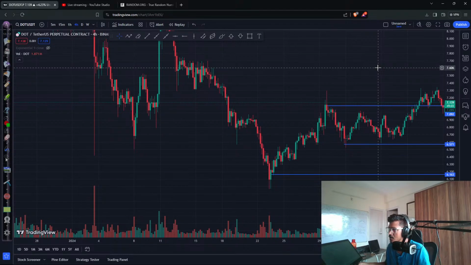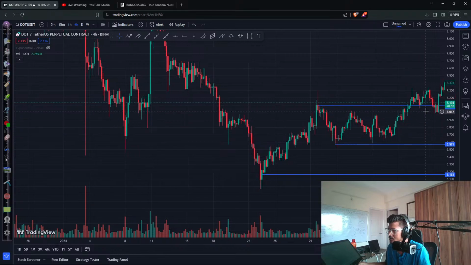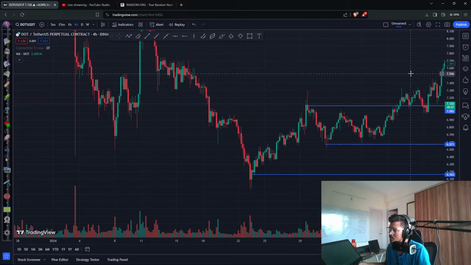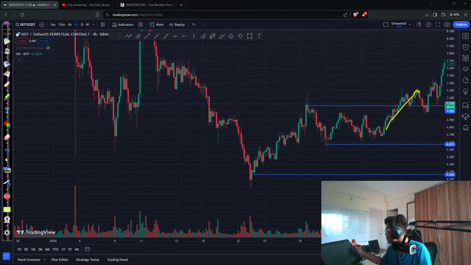But again it came down, so let's see what's going on. We would have put our stop loss around there, and from here it reversed. This is the optimal trade entry you would take. This happened two or three times: one opportunity, second opportunity, third opportunity. Right there you have three opportunities to enter a trade.